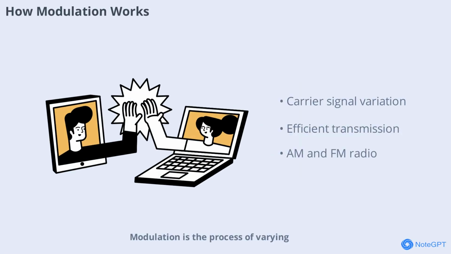Modulation is the process of varying a carrier signal's properties, such as amplitude, frequency, or phase, to encode information. This allows the signal to travel efficiently over long distances and through different media. For example, AM and FM radio use different types of modulation to transmit audio signals.